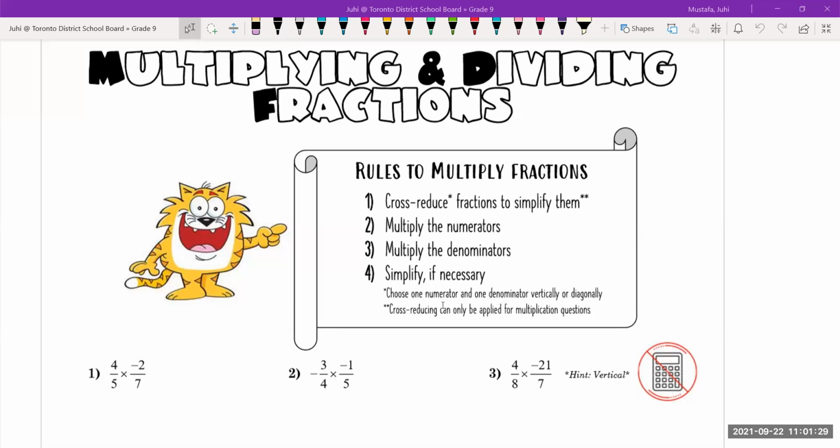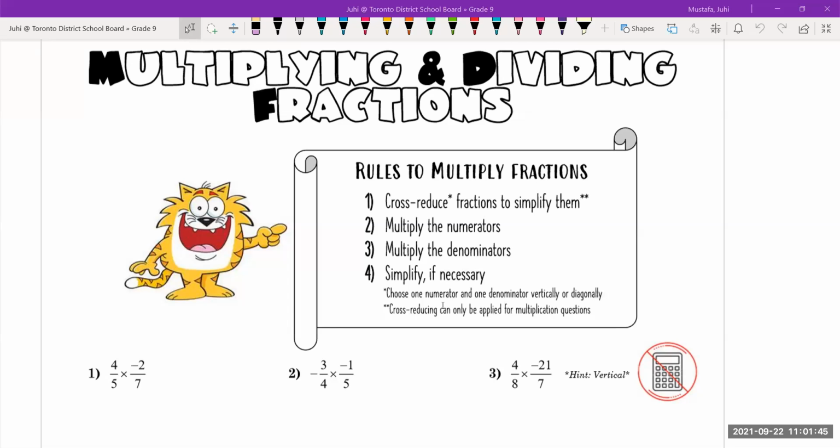Third, when I show you an example, I'll ask it again, and it might seem a little familiar too. So first, we're going to cross-reduce the fractions to simplify them. I have a couple of asterisks. In order to cross-reduce a fraction, choose one numerator and one denominator, either vertically or diagonally.